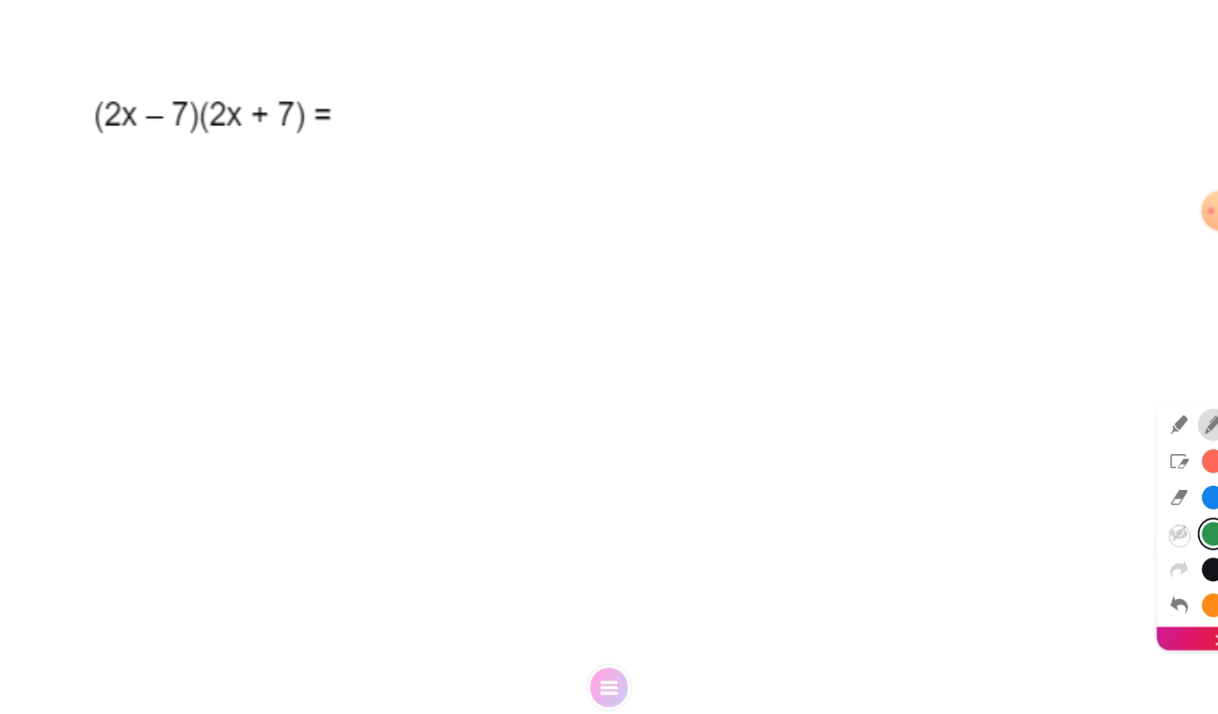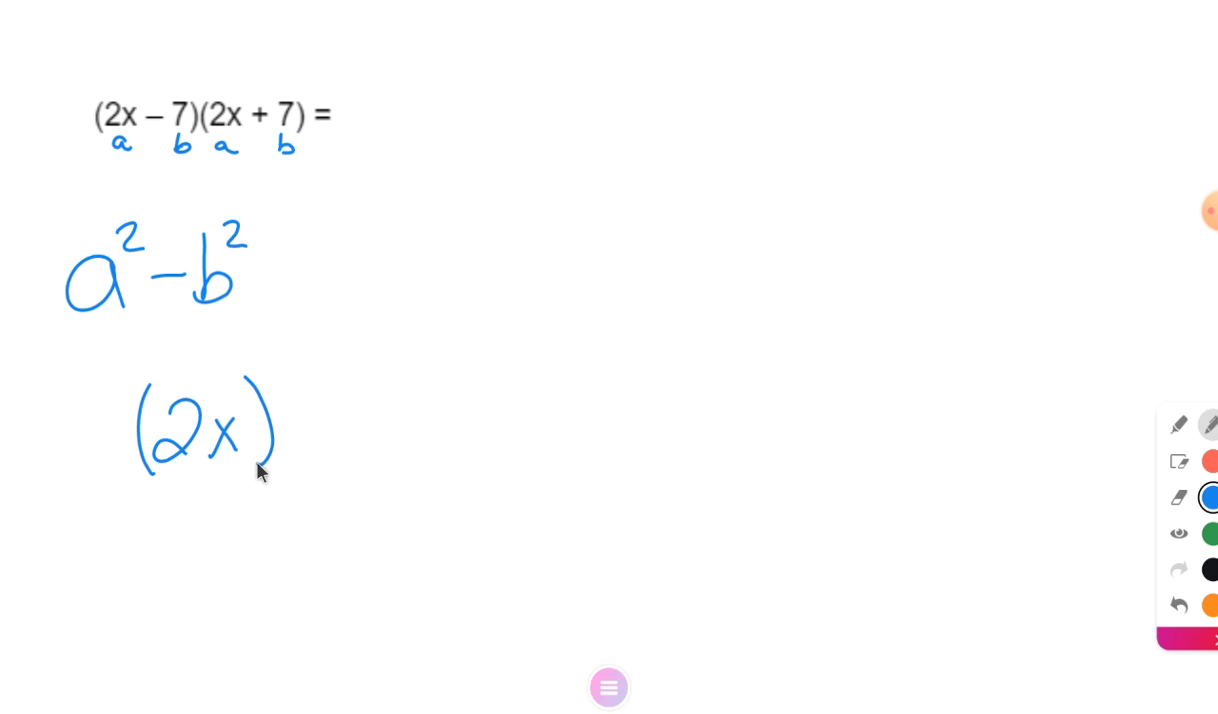All right, now this one is the one where your answer is going to look a lot simpler, because this is the one that ends up being just a squared minus b squared. A and b are the same in both places. So we've got 2x quantity squared minus 7 squared. Well, 2 squared is 4, so 4x squared minus 49.